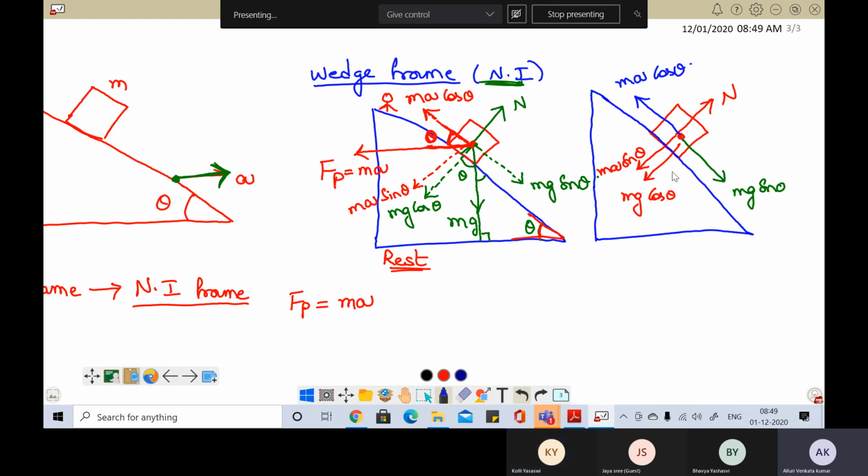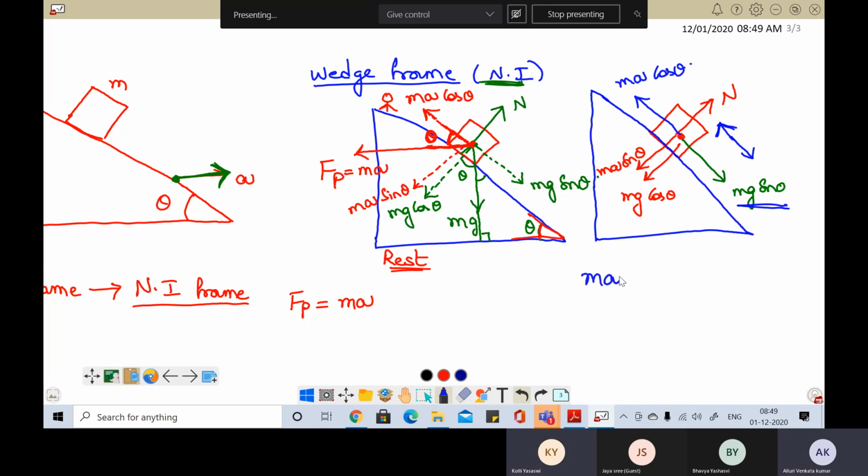It will move along either downwards or upwards, sir. Correct. So if it has to move downwards, which force should be greater along the inclined plane? Mg sin theta should be. If it has to move upwards, ma cos theta. But if they are equal, it will be stationary.